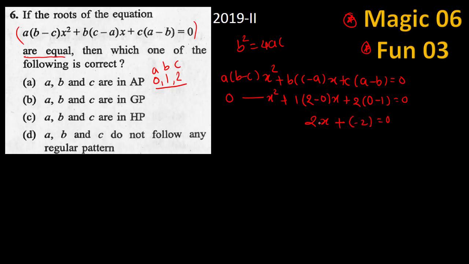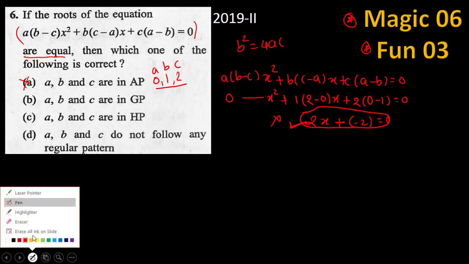So in this we are getting only one root. Okay, in this equation we are getting only one root, but they are saying there are two roots, and both roots are the same. So do you think this is a correct option? No, this is not a correct option. Because you have only one value of x, so definitely this is not a correct option. It is not in AP.